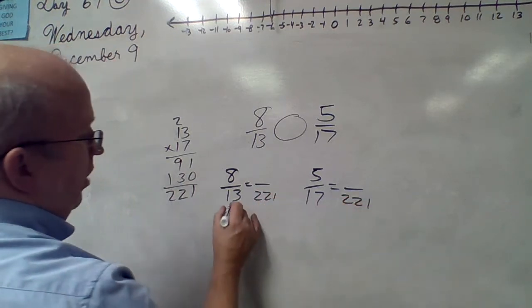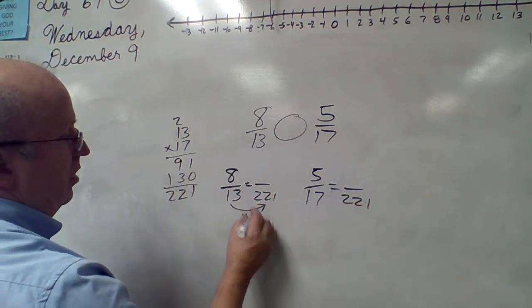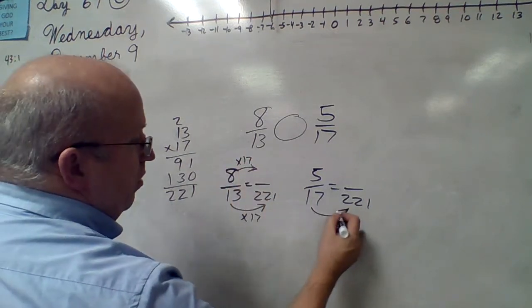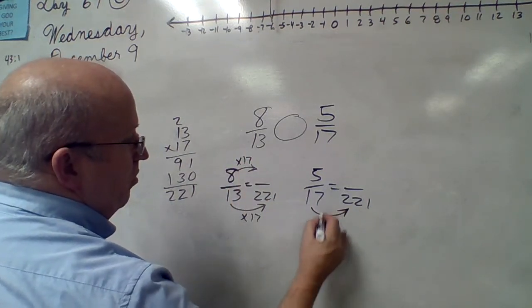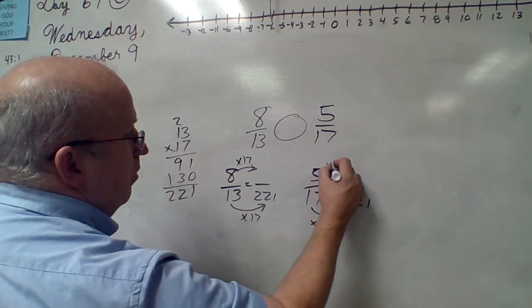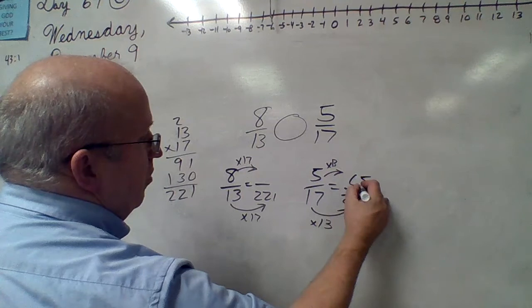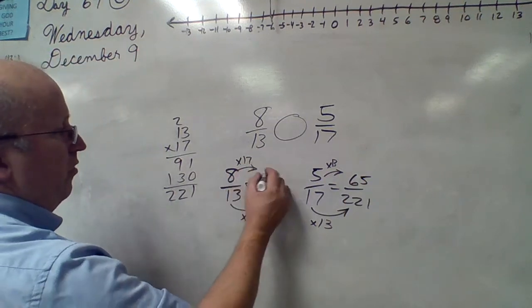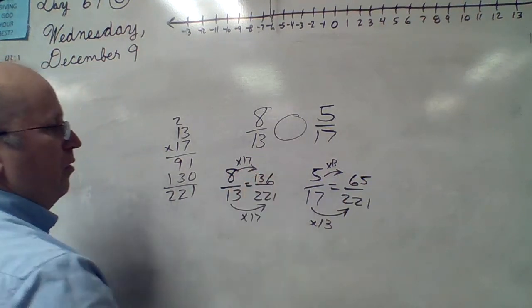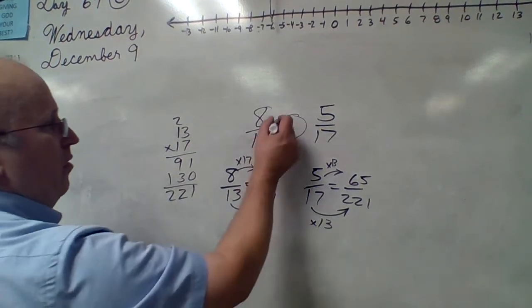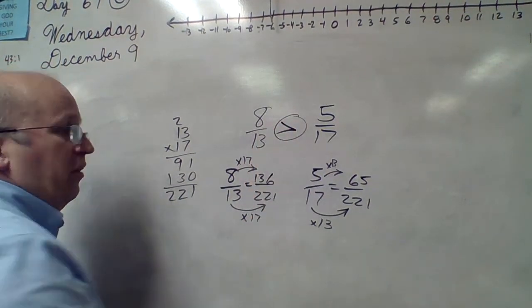So we're going to take 13 times 17, and thus this times 17. And over here, we're going to take 17 times 13, so this is going to be times 13. And 5 times 13 is 65. 8 times 17 is 136. I think it's pretty obvious. This one's bigger than the other one, isn't it?